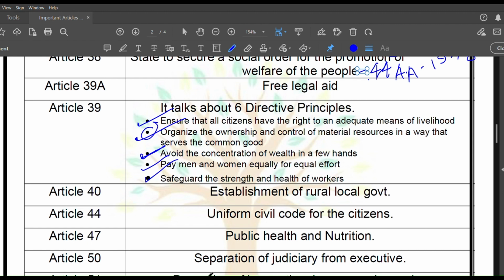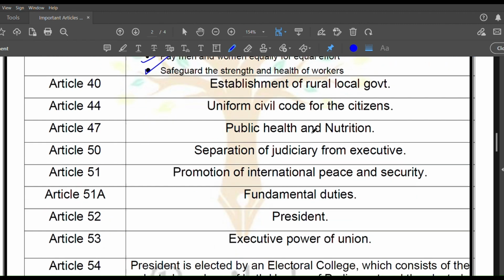Now, Article 40 talks about establishment of a rural local government, Gram Panchayats, that is. Article 44 talks about uniform civil code. So remember this article as well, because in the last some days we have talked too much about this article. So this article to remember as well.